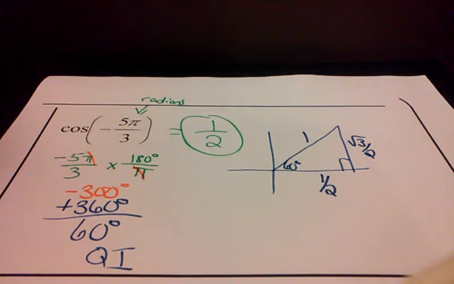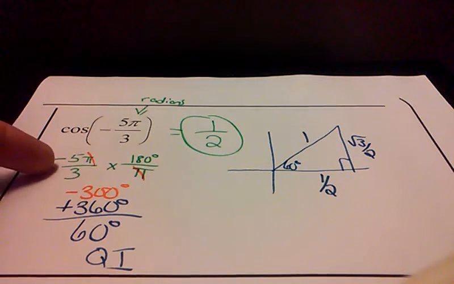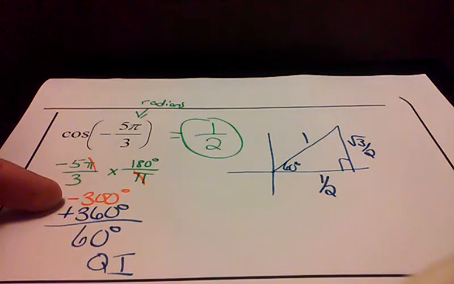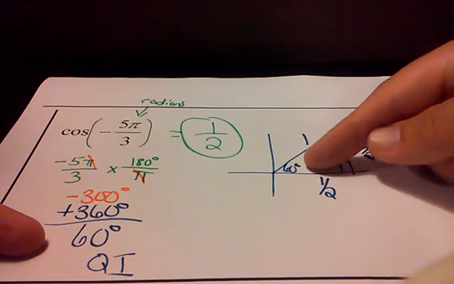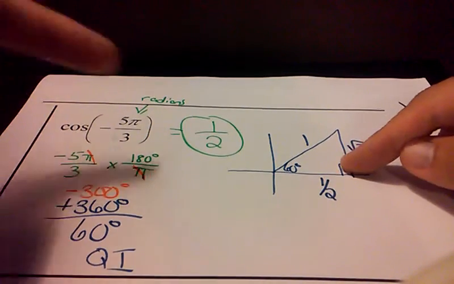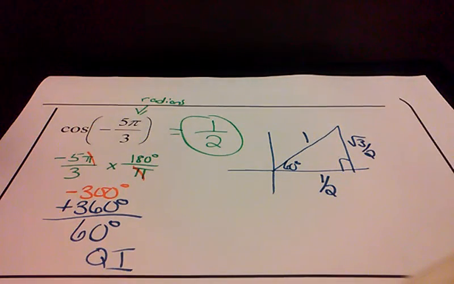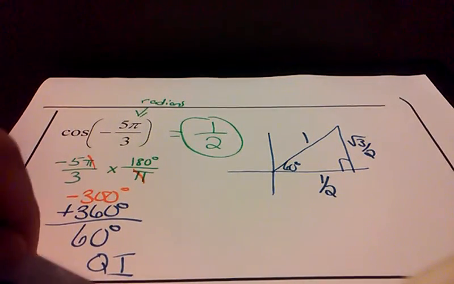So just to recap, if you're working in radians, convert to degrees first. Then if you have to, find a coterminal angle. Once you've found that, find the reference angle, draw the unit triangle, and find out what the relationship is. All right, let's look at another one.